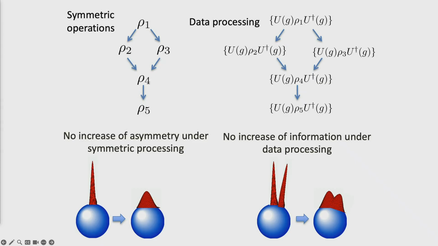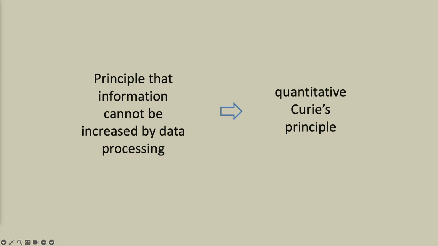So when I say that there's no increase of asymmetry under symmetric processing, that's the same thing as saying there's no increase in the measure of information under any data processing whatever. Which means that the quantitative Curie's principle, which I told you about earlier, just follows from the principle that you can't increase the measure of information just by data processing. And that principle is really obvious, right?